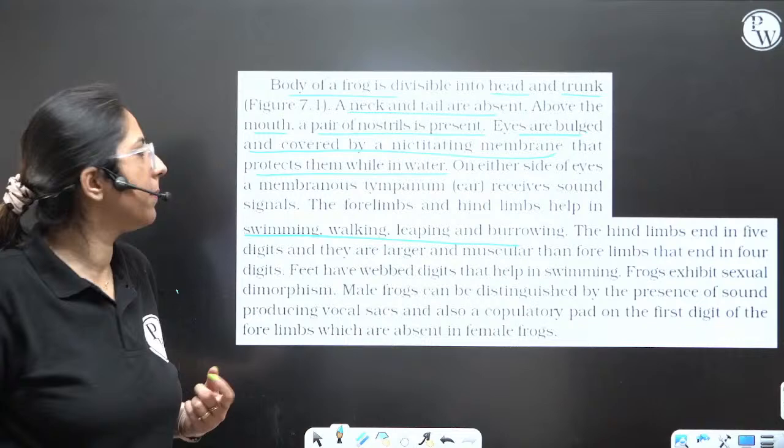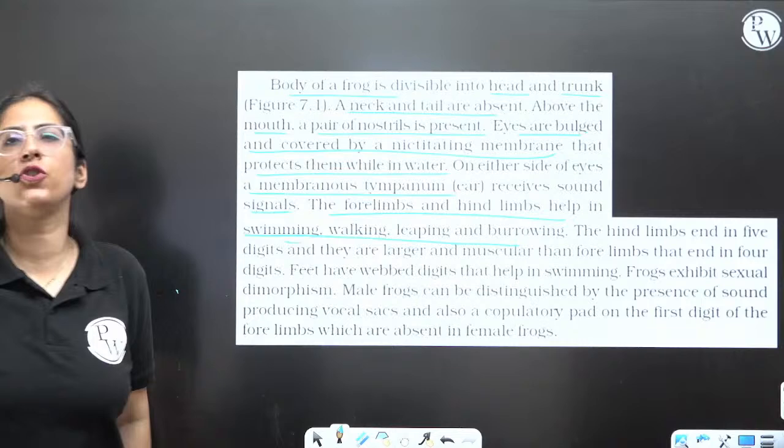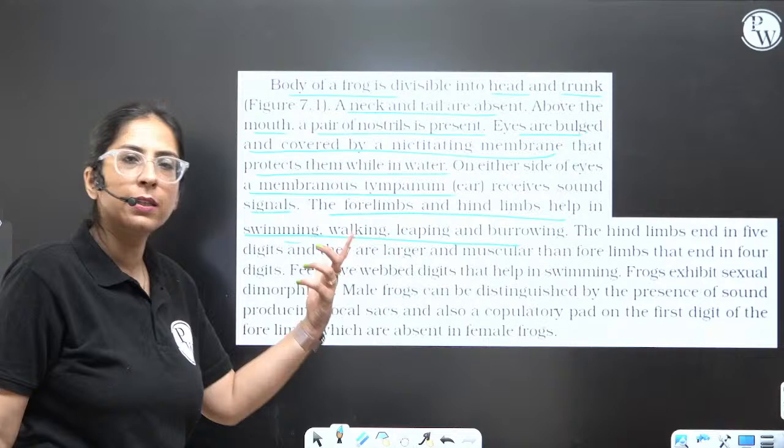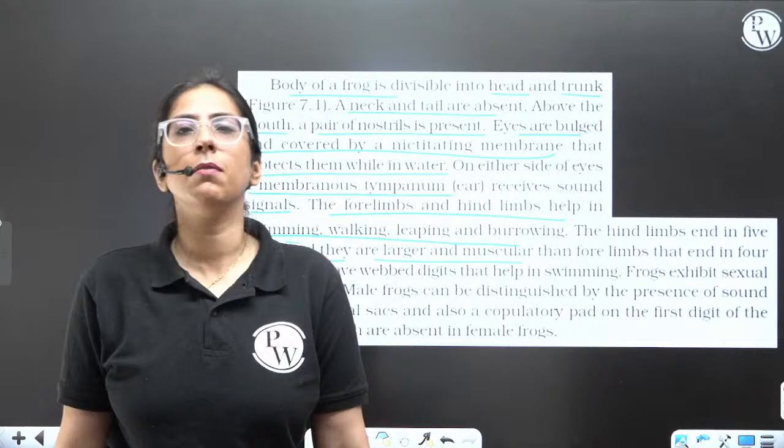Next thing. On either side of the eyes, the membranous tympanum receives the sound signal. Forelimb, hind limb, they are modified for swimming, walking, leaping. Leap means jump. Burrow. Why do they make burrows? They make burrows because they have to live in those deep burrows during hibernation and estivation. Hind limbs, 5-digit, larger, muscular, and they are a delicacy in various countries.